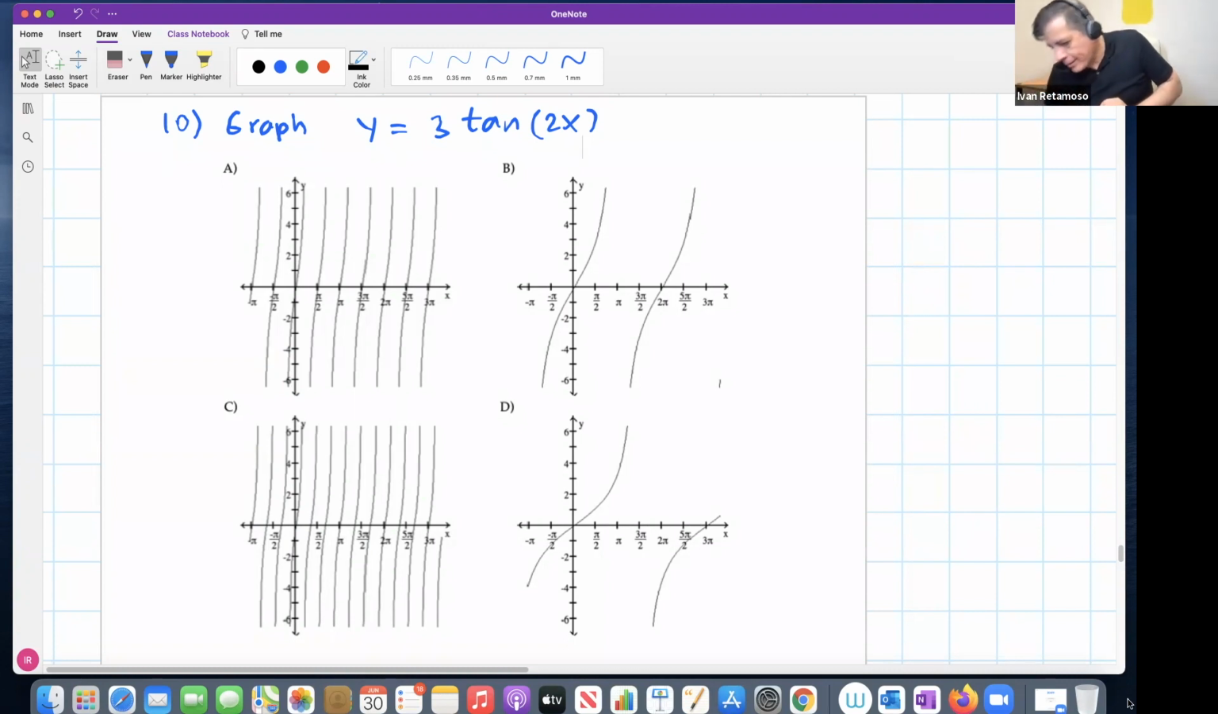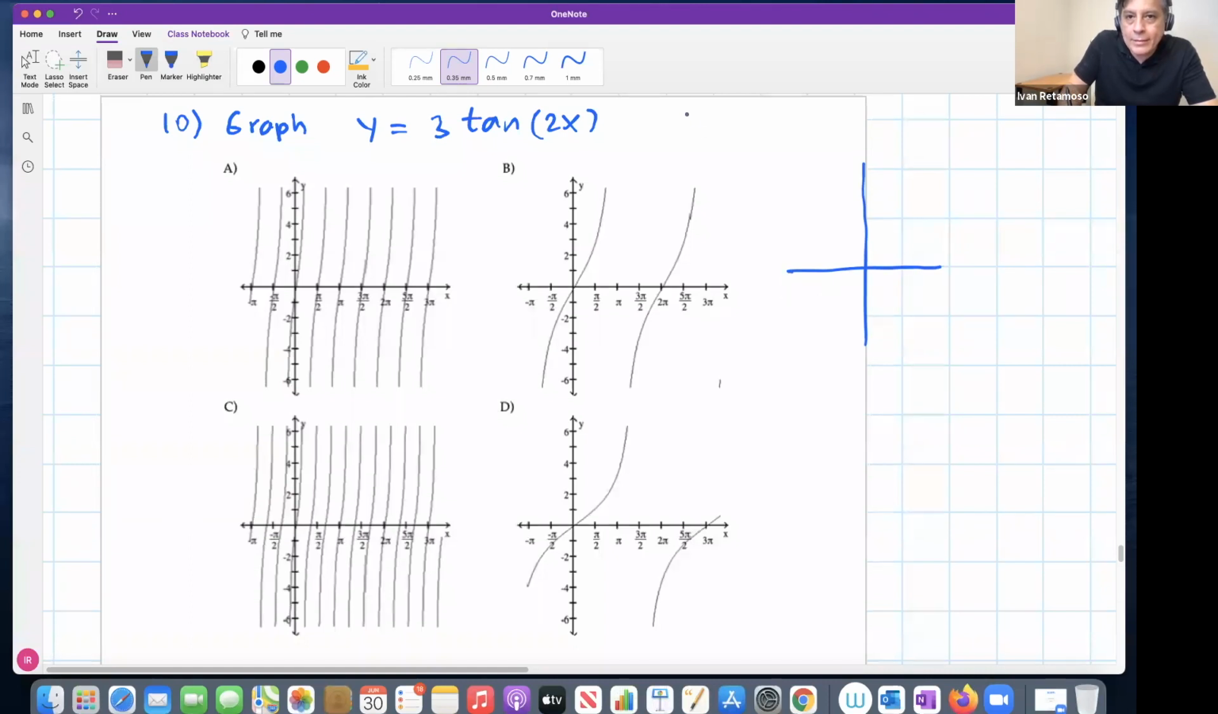Okay, let's do it together. Remember, we did it and we explained that since there's a 2 here, A is 3, B is 2. And the period is pi over B, so it's going to be pi over 2. That's the period. So we're going to take a half of that period, pi over 2, which is pi over 4. And we go to the right, pi over 4, and to the left, pi over 4.